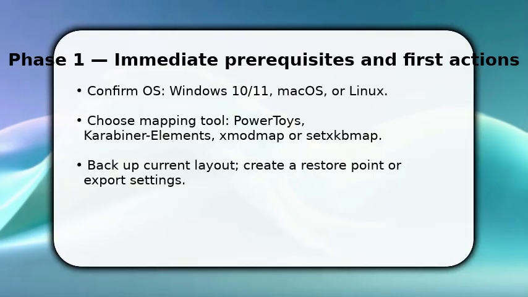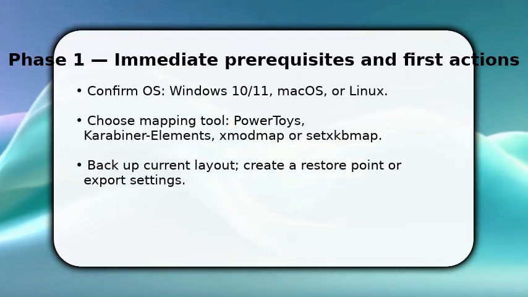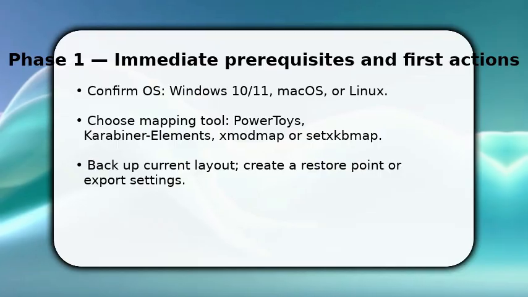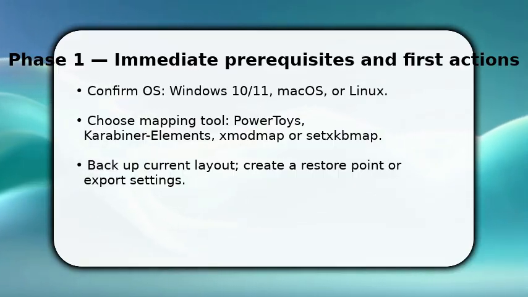You start by picking the right tool and protecting your current layout. For Windows, install PowerToys. For macOS, use Karabiner-Elements. For Linux, choose Xmodmap or Xmodmap. Once installed, make a quick backup or system restore point so you can undo changes.